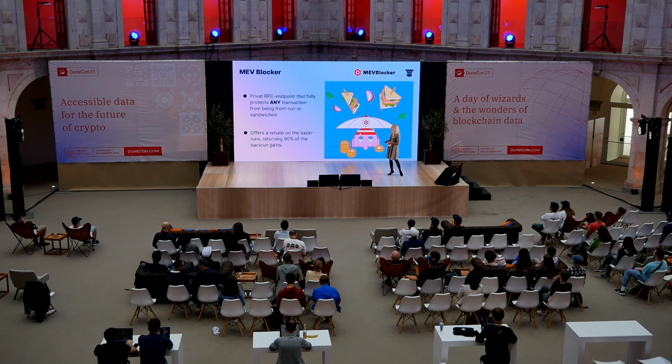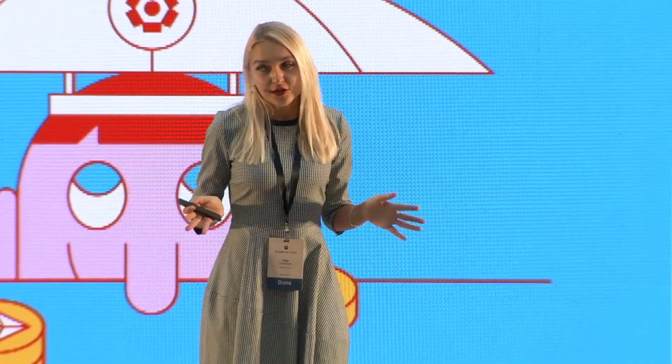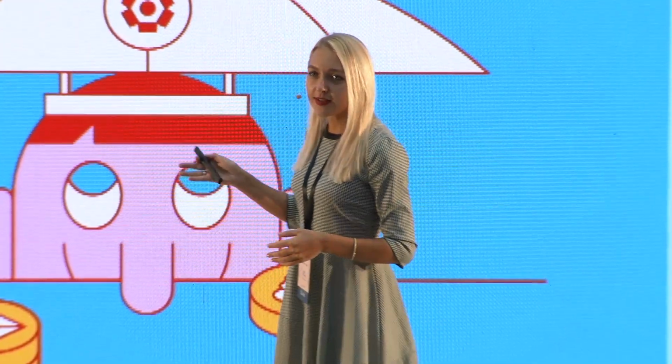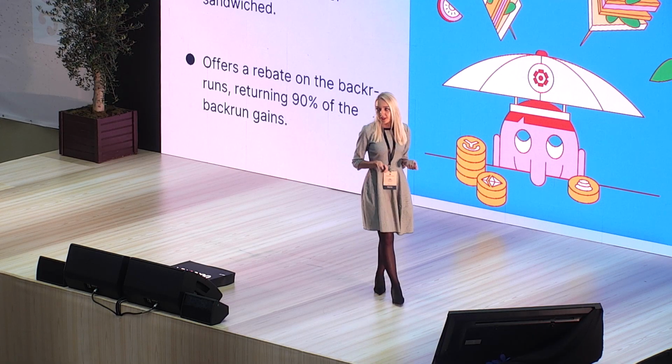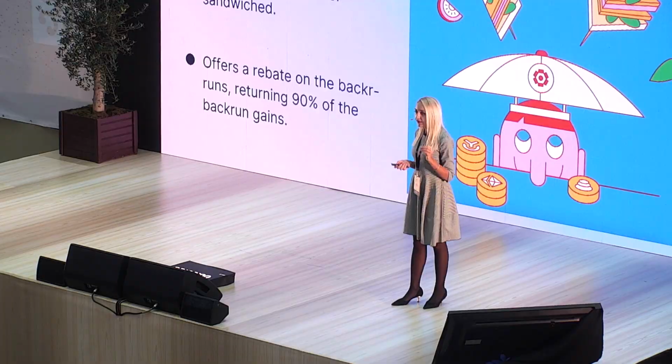So CoW decided to launch MEV Blocker, which is a completely independent product from CoWSwap. It is a private RPC endpoint that protects from any transaction being sandwiched or front run, which is great. So you can add this as an extension on any of your wallets and trade on any projects you'd like without being afraid of being sandwiched or front run. And the beauty of it, if the transaction generates a backrun opportunity, 90% of the gained volume is returned back to the user, which is awesome.